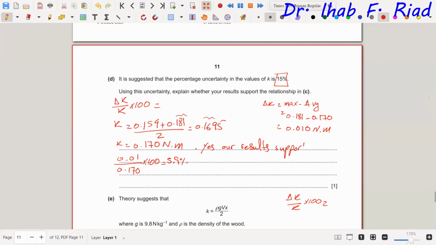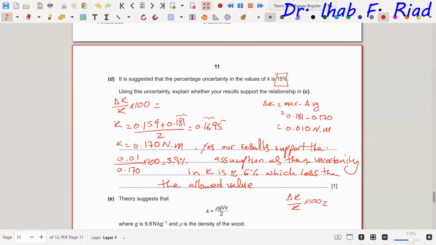Then what we say, yes, our results support the assumption as the percentage uncertainty in k is approximately 6%, which is less than the allowed value in k. Okay? Is it clear?